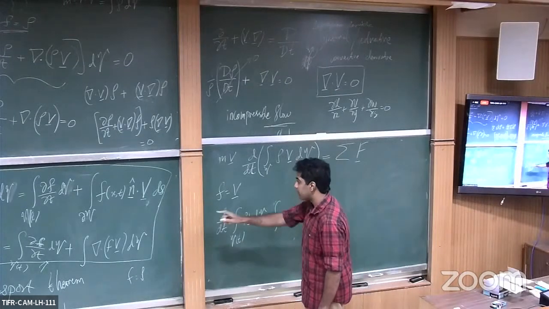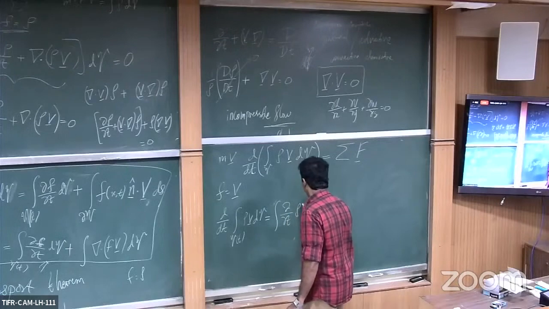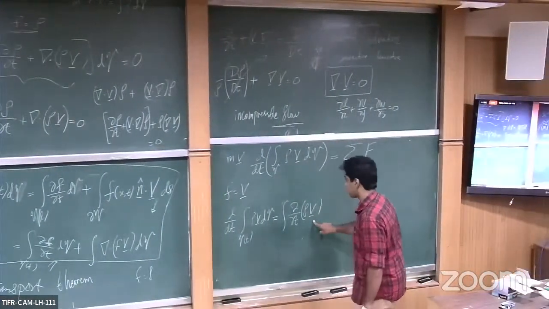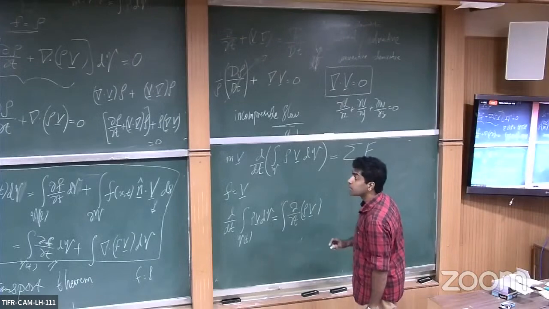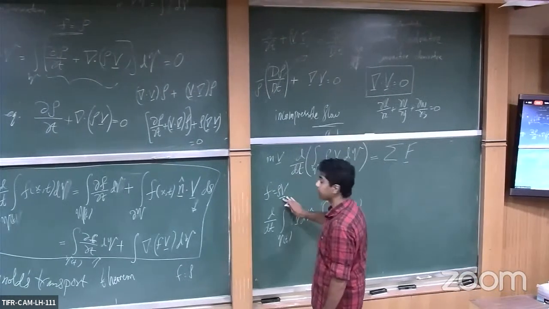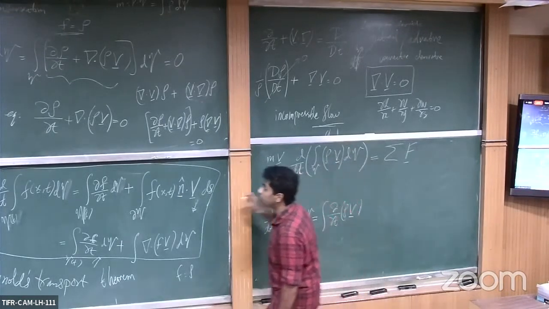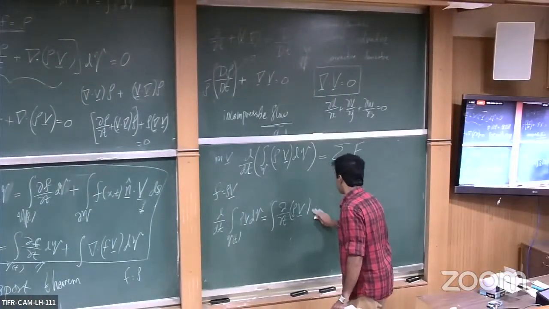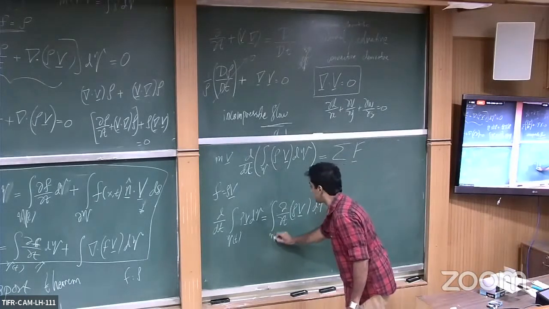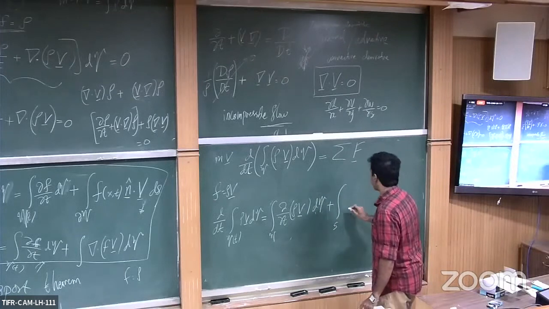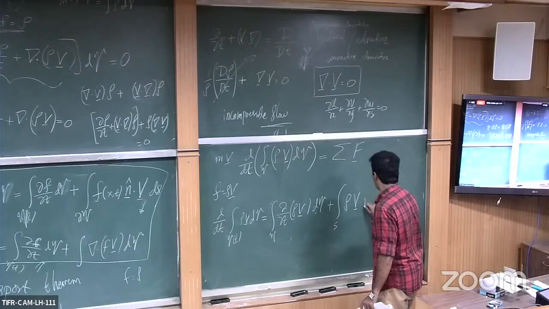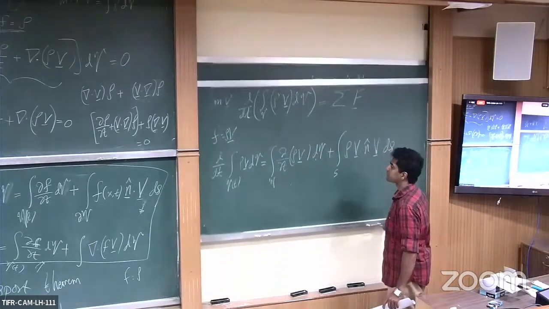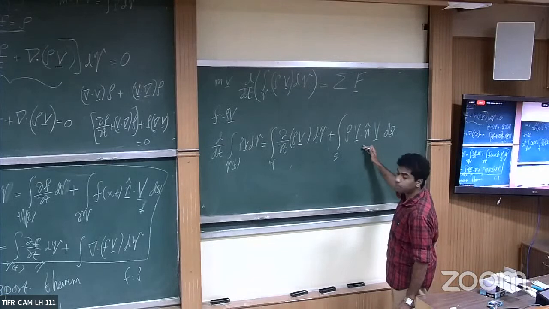So this quantity equals the time derivative of rho v. Applying things here, I'm substituting F as rho v. So the time derivative of rho v, plus the surface integral term, and now we'll apply Gauss's divergence theorem here to make this a volume integral.